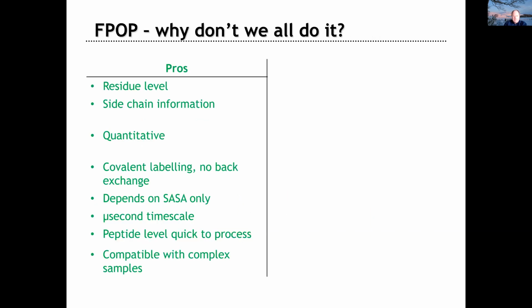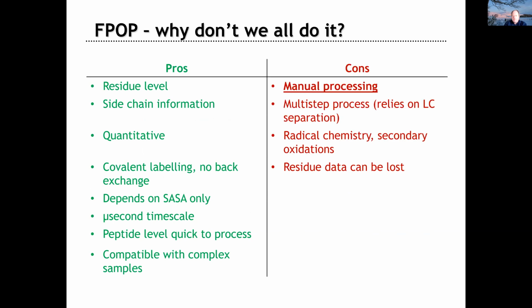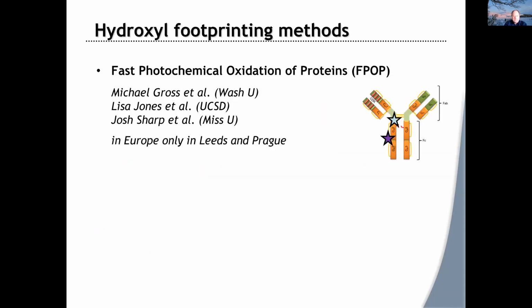So FPOP, why don't we all do it? Well, it has some advantages, which I mentioned, so I'll save some time by just focusing on the disadvantages. It's still largely manual and multi-step processing, different softwares going from LC to MS to MS/MS, and back. We have radical chemistry, so we are not only expecting +16. We need to be aware there can be other types of oxidations. And of course, if our MS doesn't show us every single residue, then we don't have residue level for every part of the sequence, but we can always dive in and try to pull it out. It's definitely higher spatial and higher temporal resolution than HDX at the moment.